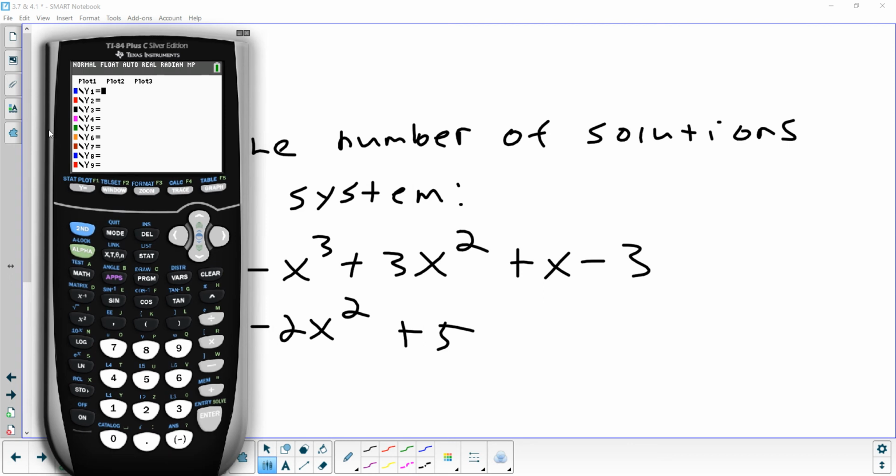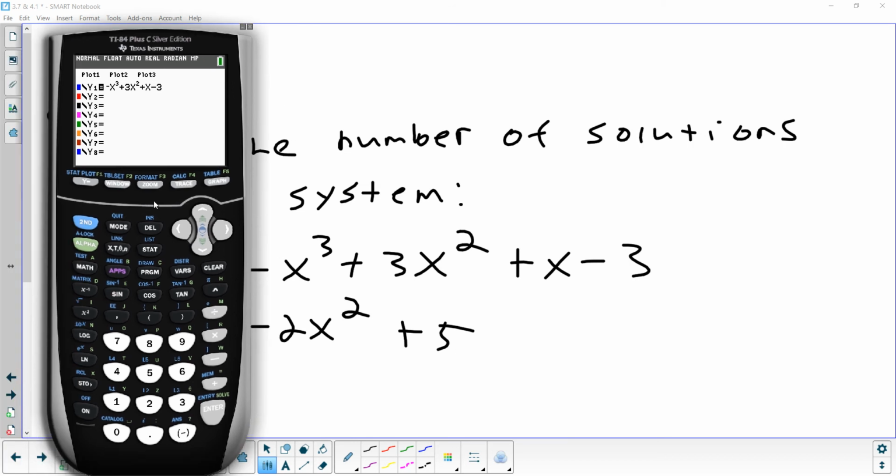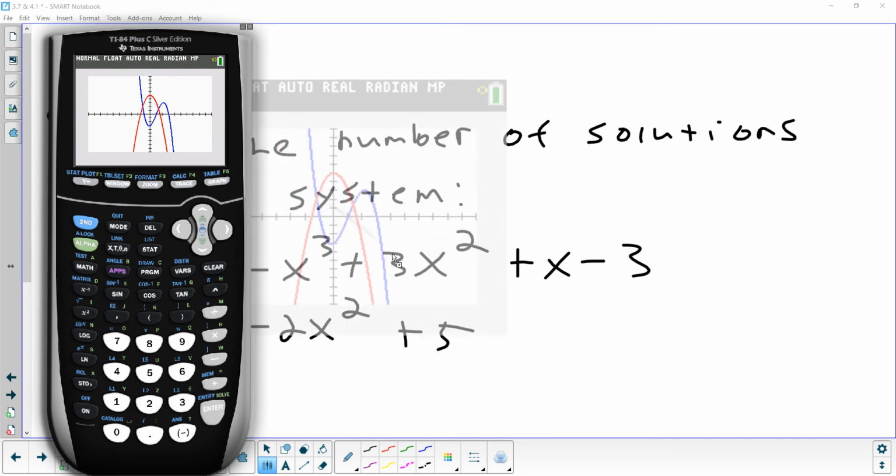Negative x cubed plus 3x squared plus x minus 3, and negative 2x squared plus 5. Okay, and we're looking for how many solutions there are. Okay, there's my cubic. That was the first one. The second one is going to be an upside down parabola. All right, put that over here.